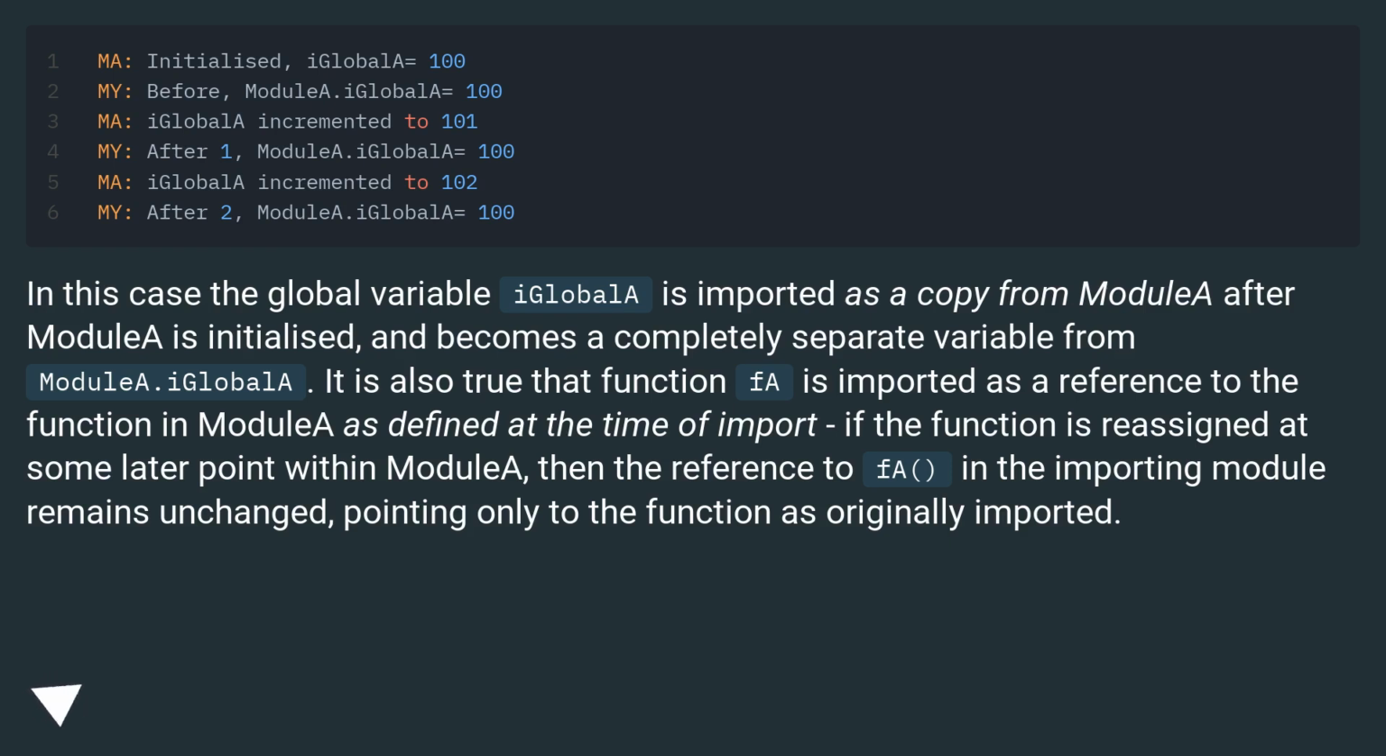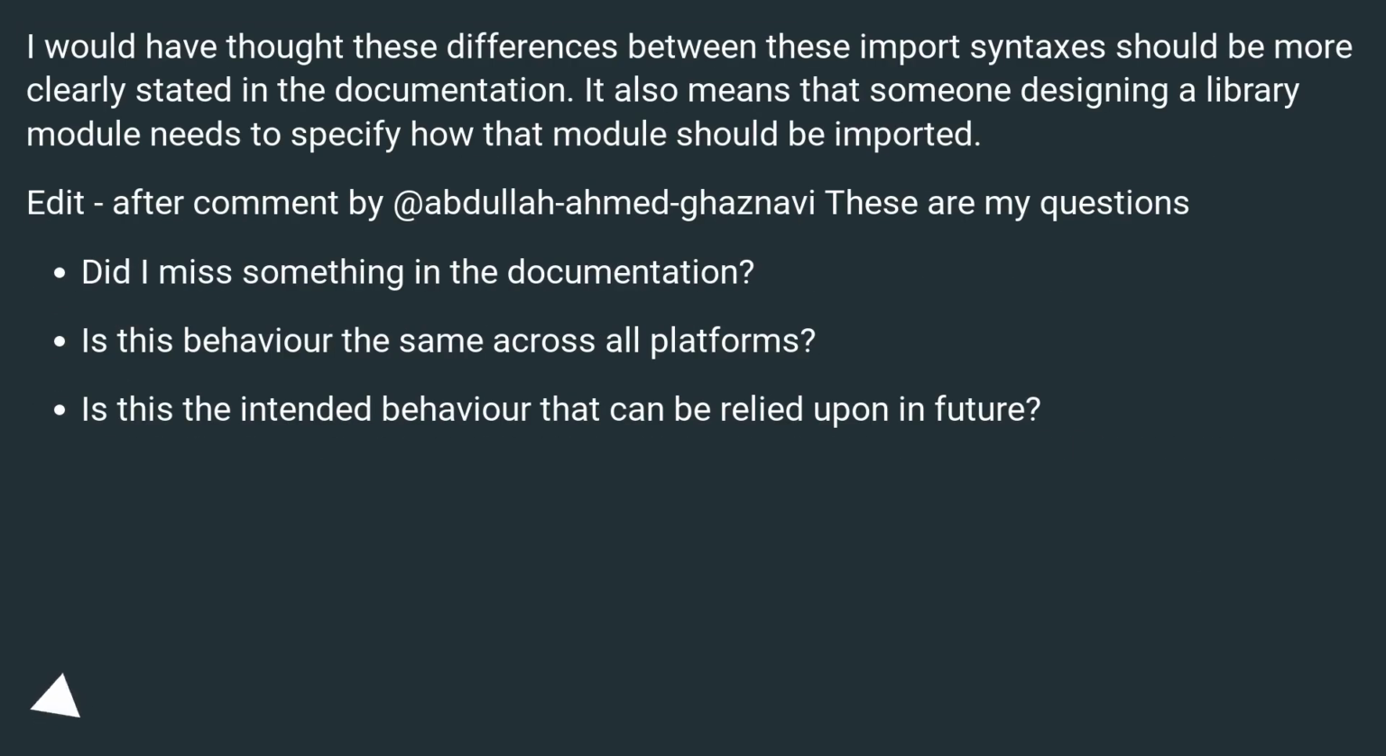It is also true that function far is imported as a reference to the function in modulia as defined at the time of import. If the function is reassigned at some later point within modulia, then the reference to far in the importing module remains unchanged, pointing only to the function as originally imported. I would have thought these differences between these import syntaxes should be more clearly stated in the documentation. It also means that someone designing a library module needs to specify how that module should be imported.